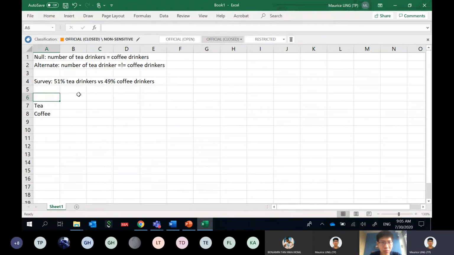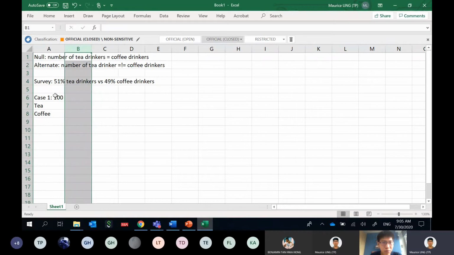So let us do case number 1. In case 1, we survey 100 participants, which is almost like using percentage. So we have the expected and the observed. Expected, because based on our hypothesis, we should expect 50-50. But the observed, we have 51 over 49.